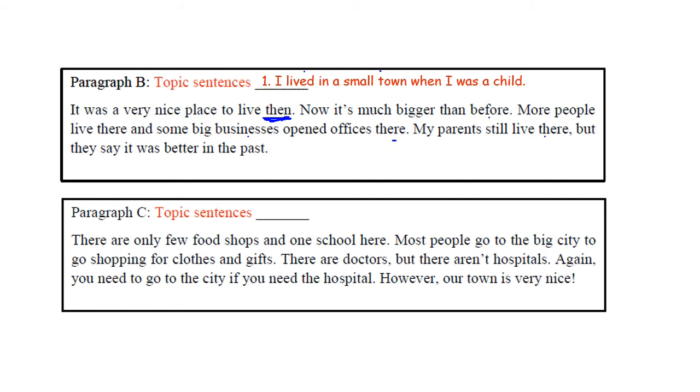Paragraph C: there are only few food shops and 1 school here. Most people go to the big city to go shopping for clothes and gifts. There are doctors, but there aren't hospitals. Again, you need to go to the city if you need the hospital. However, our town is very nice. So in this paragraph, they are talking about living in a town. So the topic sentence is: the town I live in is very small.